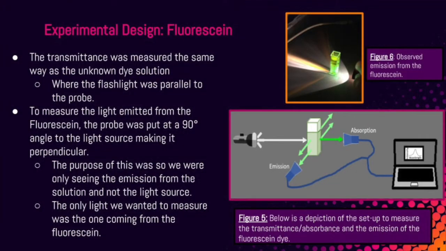To collect data about fluorescence, we first measured absorbance by the intensity of light from a flashlight traveling through the solution by lining up our spectrometer head-on with the light source. Emission data was collected by measuring the intensity of light at a 90-degree angle to the flashlight. Figure 6 shows observable emission from the fluorescein resulting from shining a light through the solution.